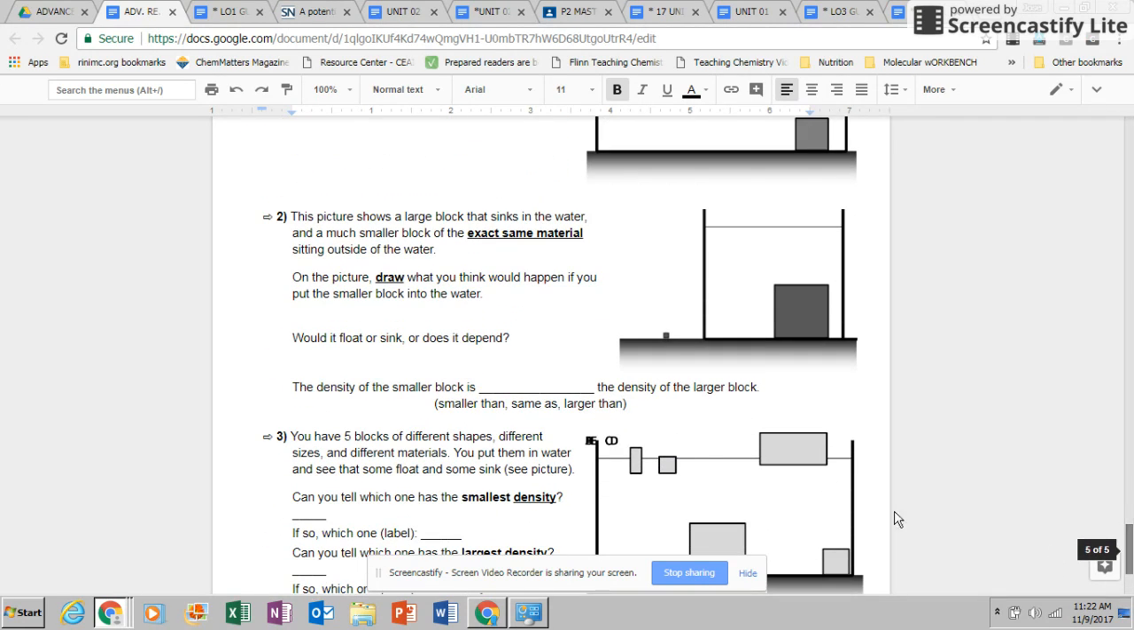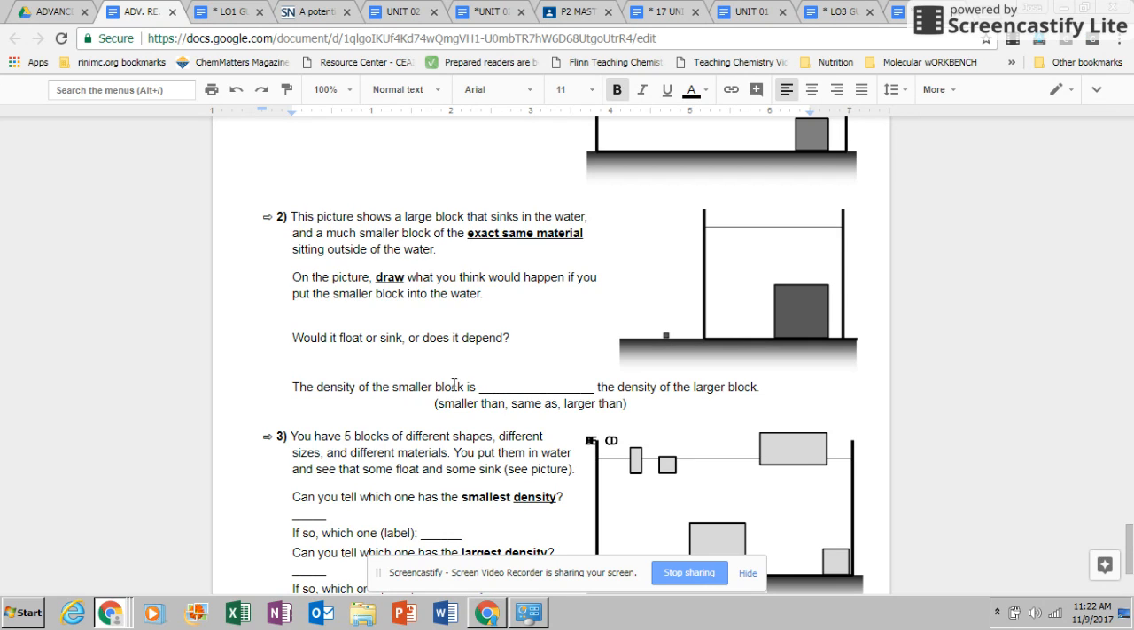Number 2, the picture shows a large block that is sinking in the water, and a much smaller block of the exact same material sitting outside the water. It's asking you to draw it in the water the way you think it will behave. Will the block float or sink, or does it depend? So this block should be drawn right over here in the bottom, and it will sink.